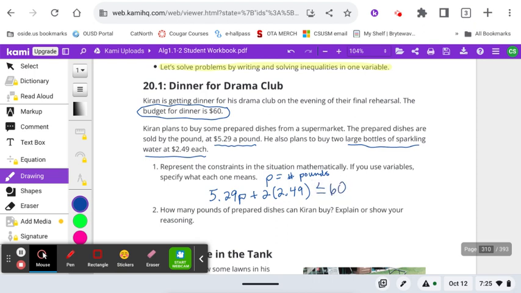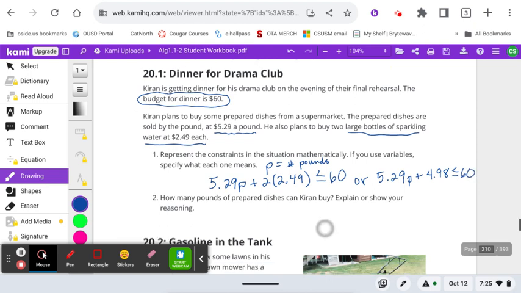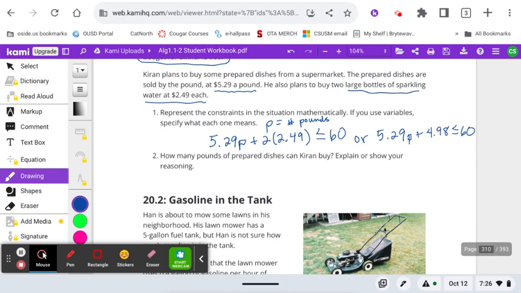So was this the inequality that you wrote? You also could have simplified the 2 times 2.49 and just immediately said $4.98. Is that the inequality that you wrote? Either of those would be perfect. How many pounds of prepared dishes can Kieran buy? Explain and show your reasoning.